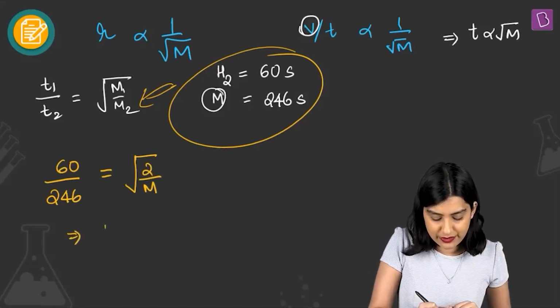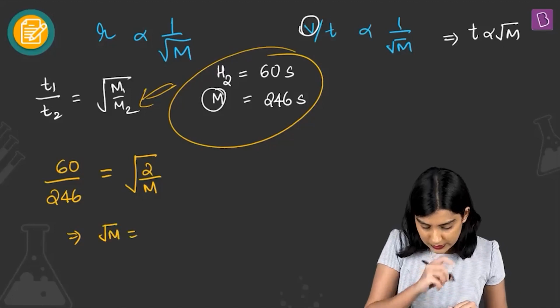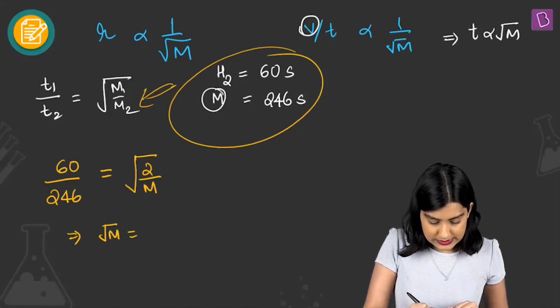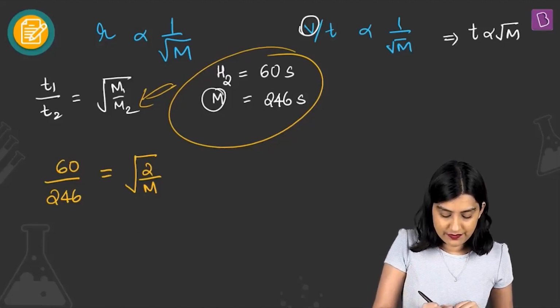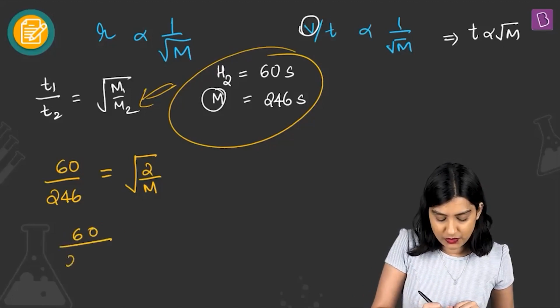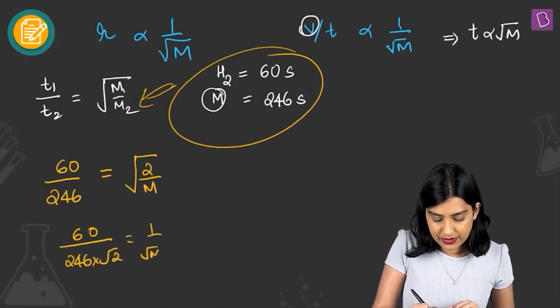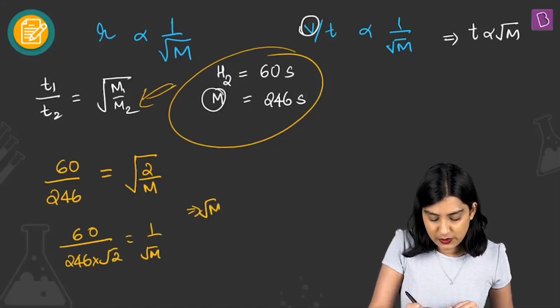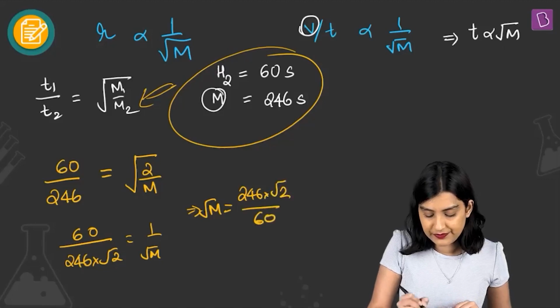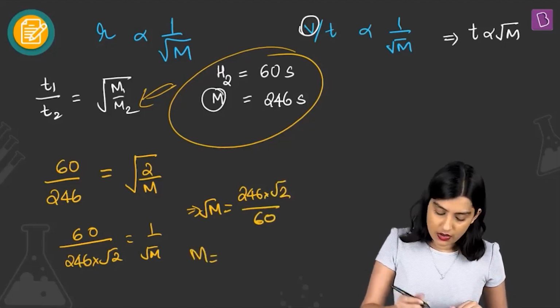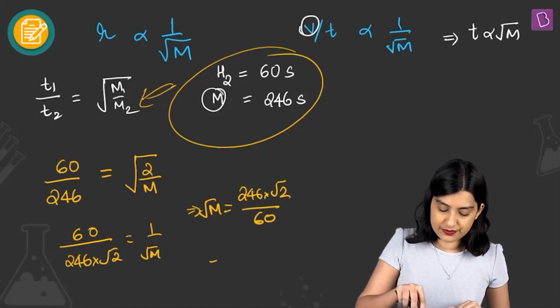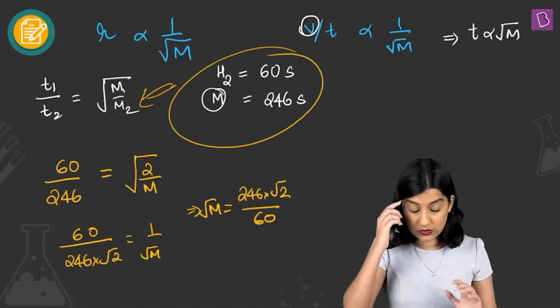And what do you have? You have root M is equal to what? Let me just write it completely. So you have 60 divided by 246 into root 2 is equal to 1 by root m. Which means root m is equal to 246 into root 2 divided by 60. Correct? You can square it. So m is going to be equal to, or I am going to simplify this a little bit first. Please look very closely at the calculations.